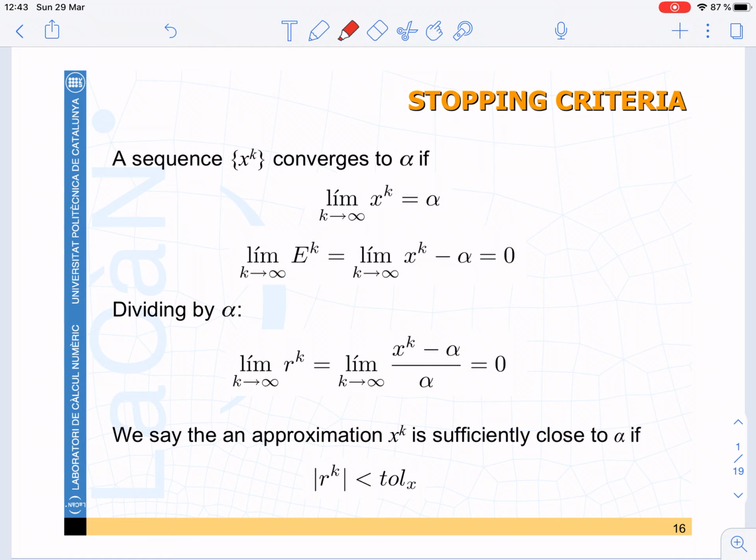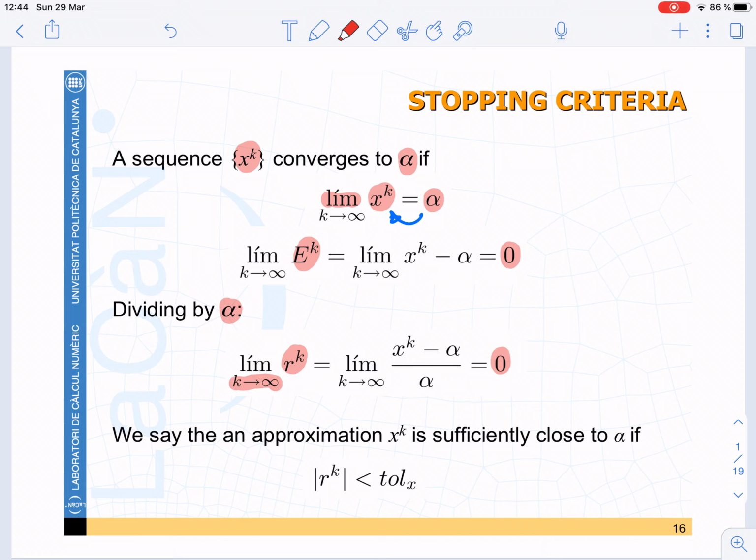We'll say that a sequence x_k of approximations converges to a root alpha if the limit of the sequence is alpha, or if we take alpha to the left-hand side, if the limit of the sequence of absolute errors is 0. Now, if we divide by the root alpha, we can equally say that the limit of the sequence of relative errors is 0. Okay? This is the limit for k tending to infinity.